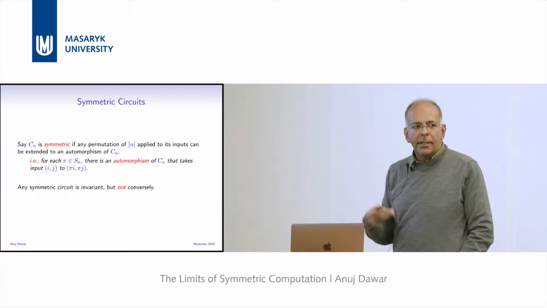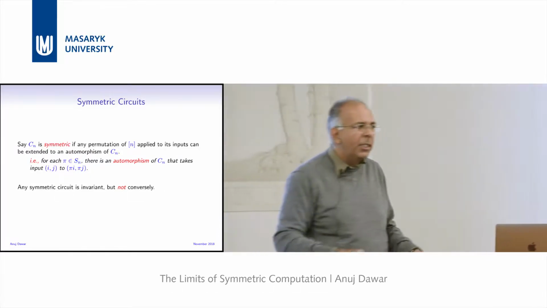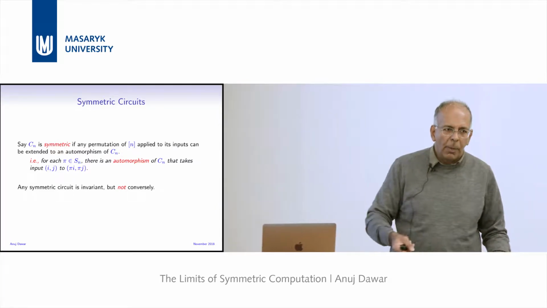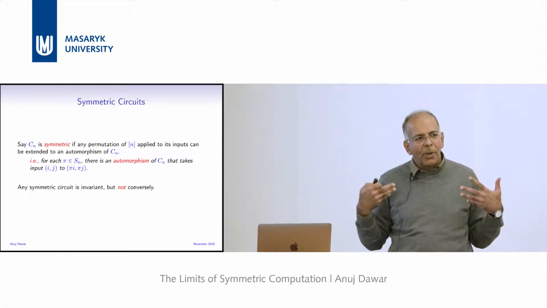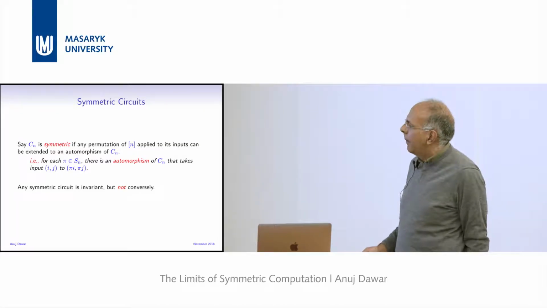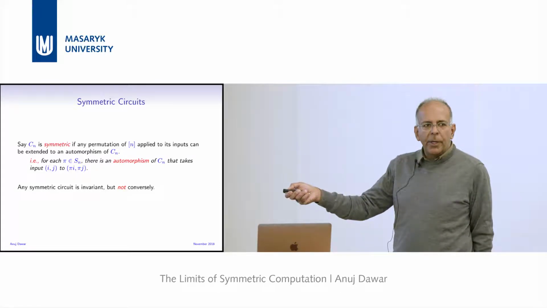So any symmetric circuit is necessarily invariant, because it's saying not only does the result not change, but in some sense all the intermediate computations are reproduced for all the permutations. That's sometimes called an explicitly invariant circuit. The invariance is inherent in the structure of the circuit. But there are invariant circuits which are not symmetric.